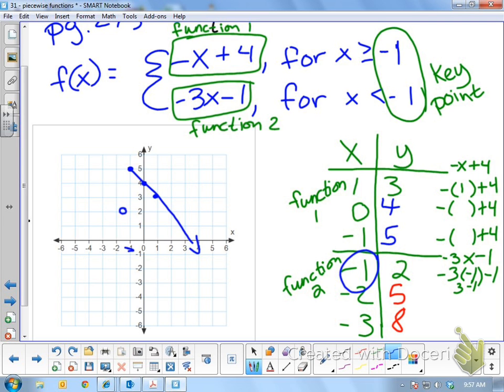Okay. So again, the reason we use an open circle there is because when we look at what this information for our key points was, one said include -1, one did not include -1. And that could change. Sometimes it's the first one we draw that would have the open circle.